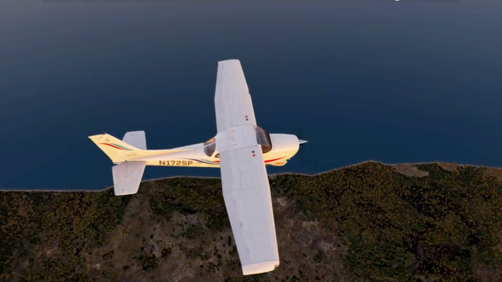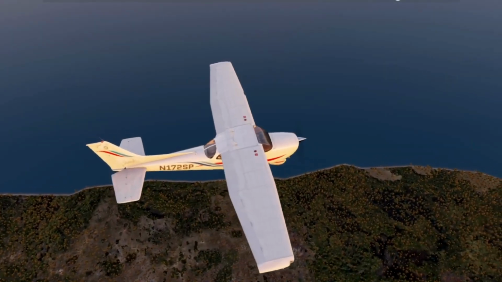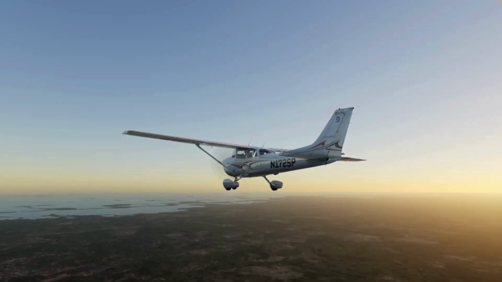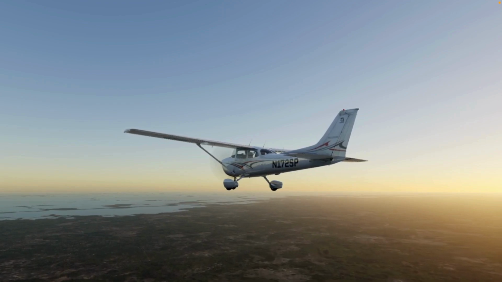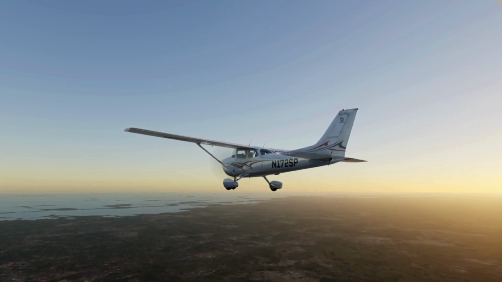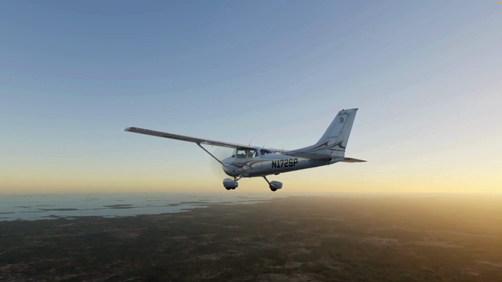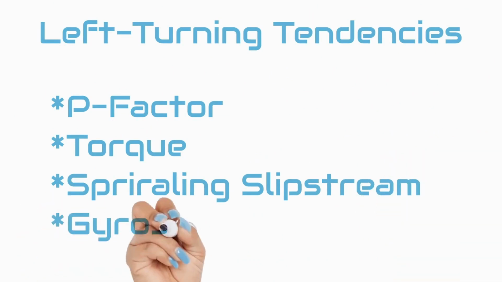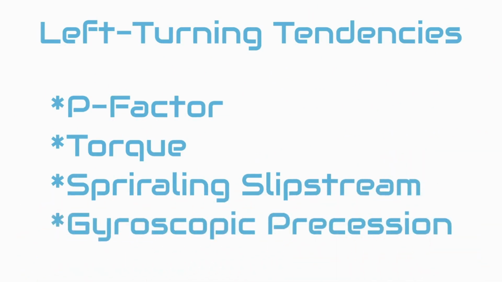Propeller-driven aircraft encounter 4 inherent factors that produce a left-turning tendency, resulting in an unintentional left turn or yaw. As a pilot, it is crucial to understand and be mindful of these left-turning tendencies to anticipate and prevent unexpected changes in the aircraft's attitude. The 4 left-turning tendencies are P factor, torque, spiraling slipstream, and gyroscopic precession.